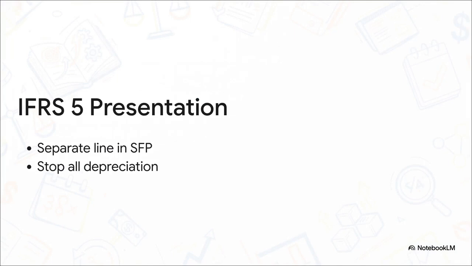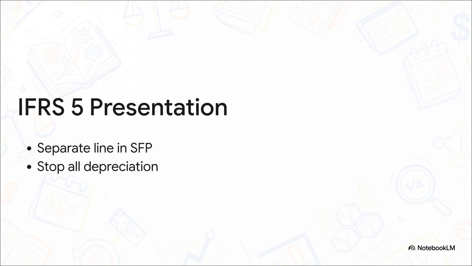Next up is presentation, and listen, here is a massive trap the examiner loves to set. It gets presented on a separate line in the statement of financial position, usually sitting in current assets because, well, you expect to sell it within a year. But the golden rule? All depreciation must stop immediately upon classification. I see this all the time.